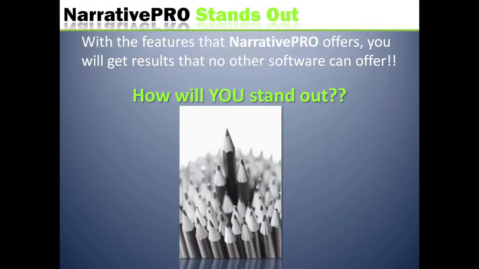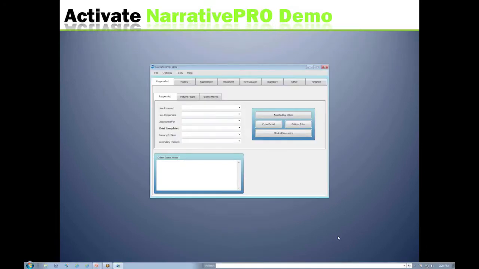Let's take a look at a quick demo of the software to see how these features really make NarrativePRO stand out. As we mentioned, the program is set up with a chronological flow. From the right, you can see the Responded tab, History tab, and Assessment all the way through Transport. One of the great features about this program is the multiple format capability. Whether you're a chart chronological writer or a SOAP writer, NarrativePRO can accommodate both.